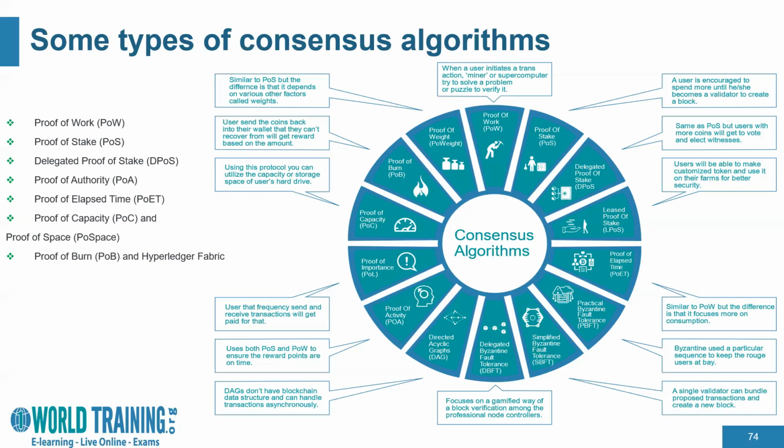So there are different types of consensus algorithm meant for working out in your blockchain. These are a few of the examples.